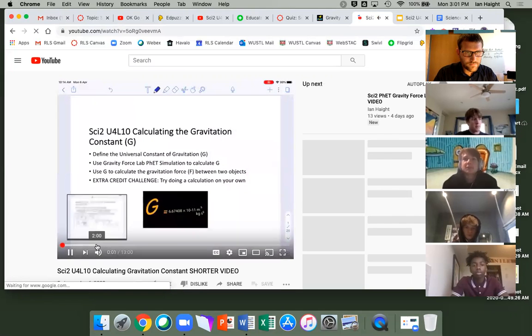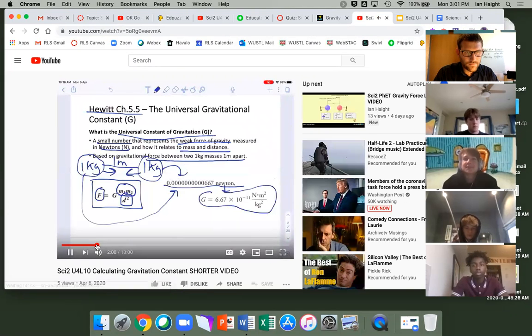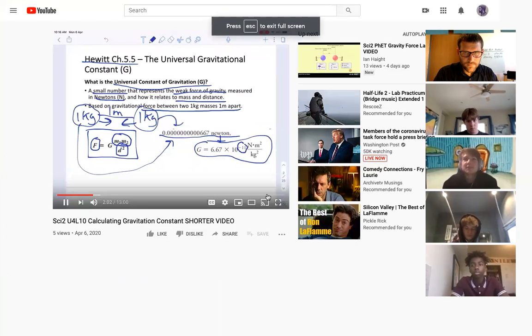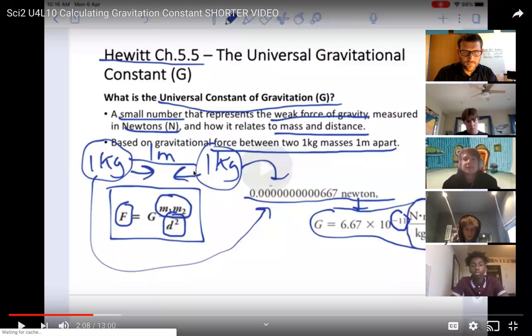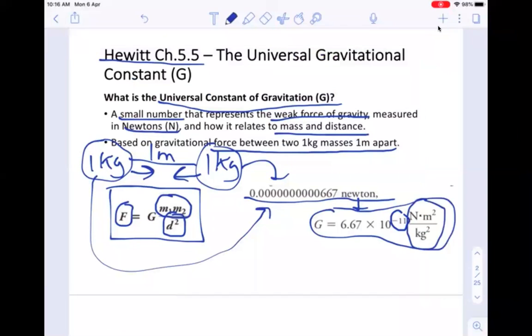Hi, Science 2. It's 10 to the negative 11. Again, that negative 11 there tells you it's a very, very small number. Gravity is a very weak force. It also has a crazy unit on it, newtons meters squared per kilogram squared, but you'll see in the math where that comes from.